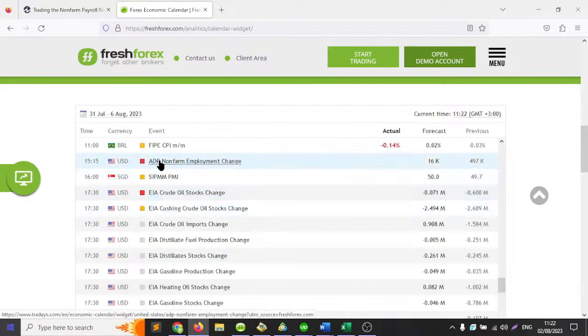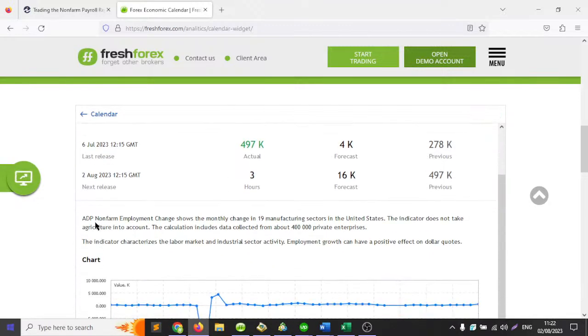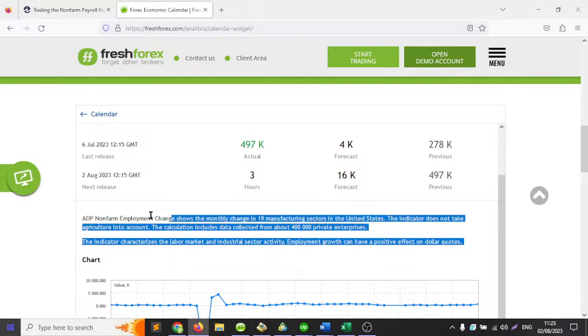If, for example, you get this ADP non-farm payroll, you can click it. It says it shows the monthly change in 19 manufacturing sectors in the United States. The indicator does not take agriculture into account. The calculations include data collected from 400,000 private enterprises. The indicator characterizes the labor market and industrial sector activity. Employment growth can have a positive effect on the dollar quotes. So this is what this means.